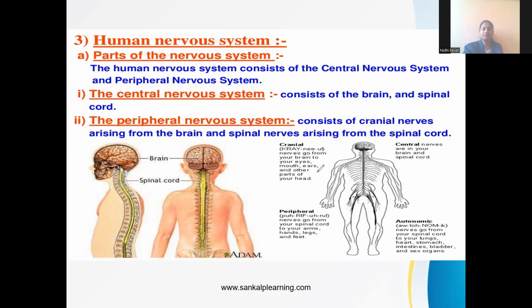Here we have to remember two points mainly. We have the central nervous system, which is called CNS, and the peripheral nervous system, which is called PNS. CNS and PNS.